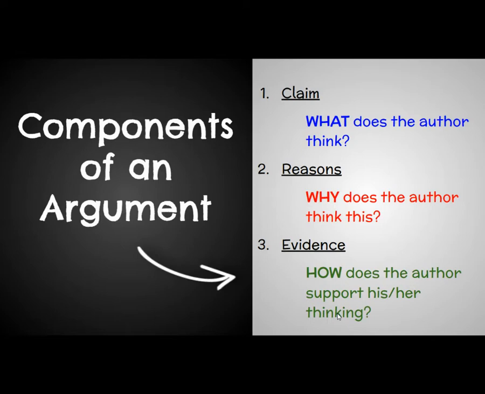That's the opinion. Why does the author think this? Well, those are going to be your reasons, the reasons why you have an opinion. And then the evidence is, how does the author support his or her thinking? Those are your facts, statistics, examples, expert opinions. So those are the 3 parts of an argument in order, from the big main idea to the supporting reasons, all the way down to the pieces of evidence that support everything.